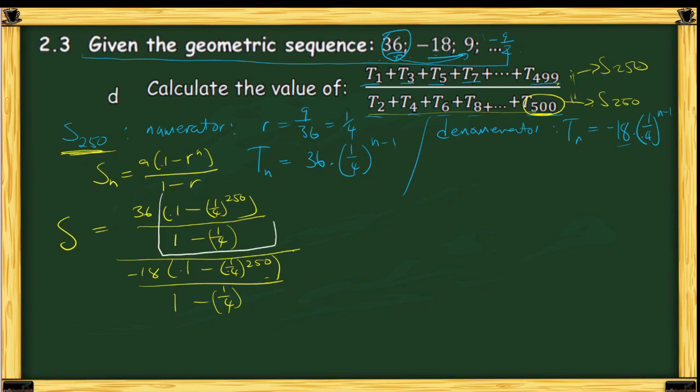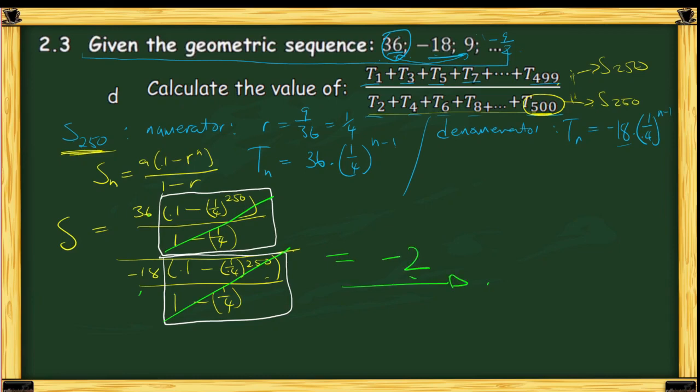That part is identical to this part, and as we are well aware, anything divided by itself is equal to 1, and 36 divided by negative 18 is negative 2. Don't fight it. If you did it correctly, that works.